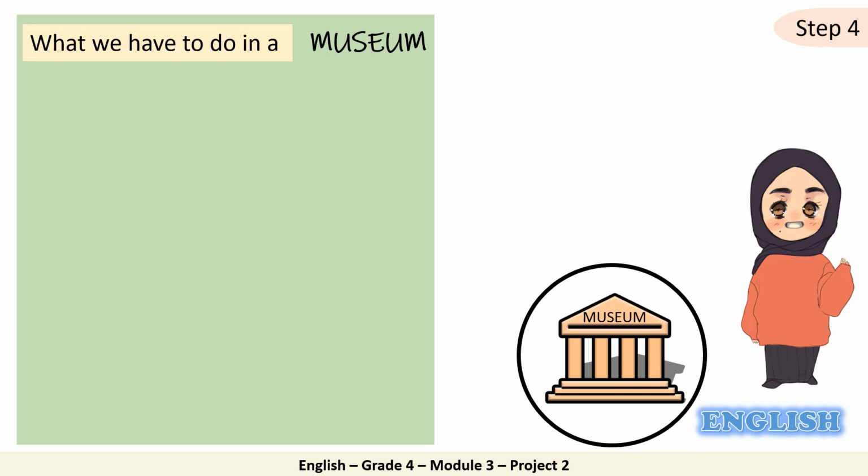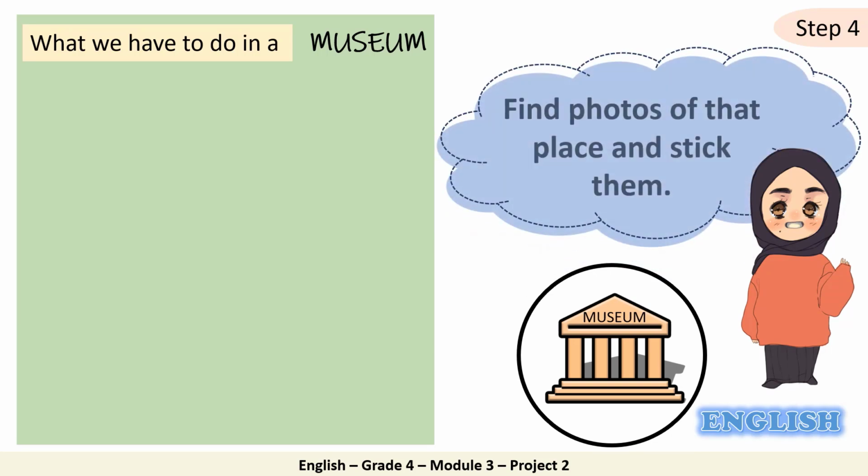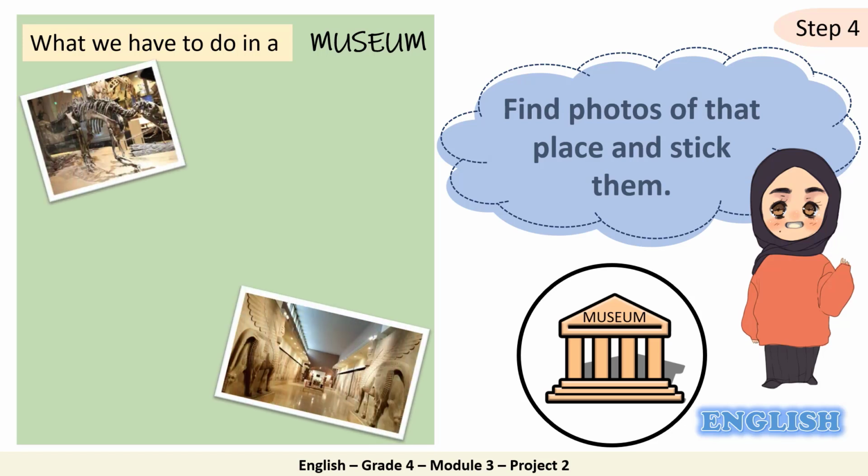Step 4. Now it's time to look for and find photos of that place and stick them on the colored card. Now, you can Google some pictures, or even you can draw them, or you can take them and cut them from a magazine. For me, I did this.